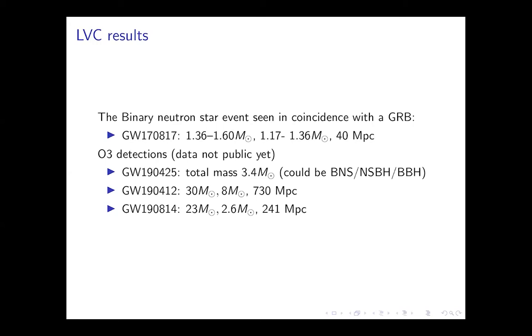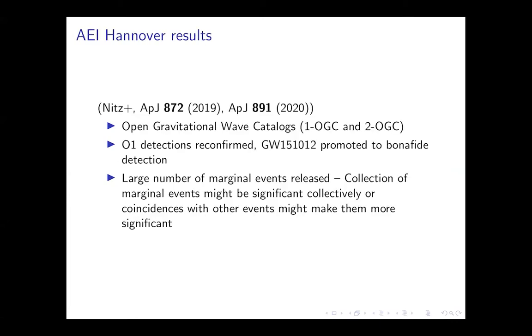So these are the three detections from 2019. The data from O3 is not public yet. But the data from the first two science runs is entirely public, so those can be analyzed by non-LVC groups. And in fact, groups at Hannover have reanalyzed the first and the second observational runs. Results from that are available in these publications here.